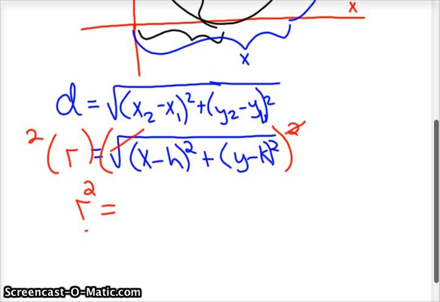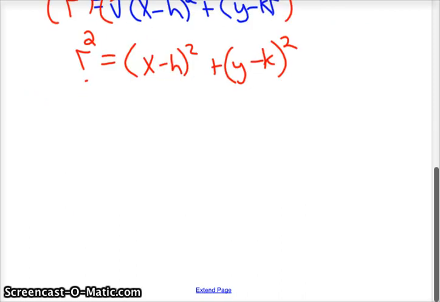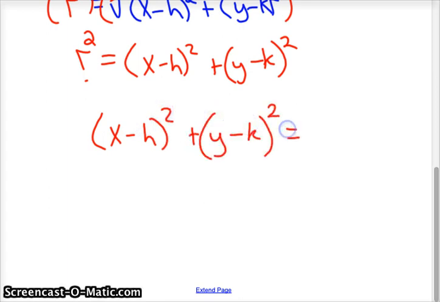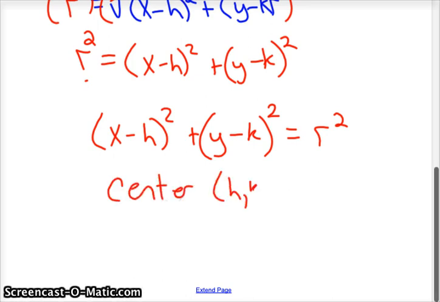the exponent and your radical are inverses of each other: (x minus h) squared plus (y minus k) squared. And here we have it. We have the formula for any circle, where the center of the circle is (h, k), and the radius of the circle is equal to the square root of r squared, which is r.